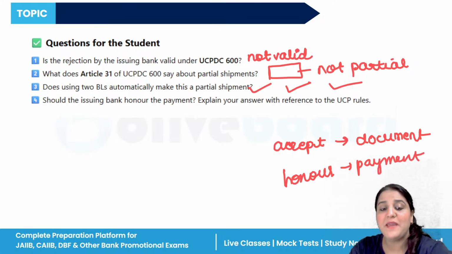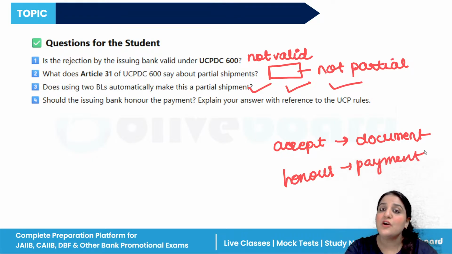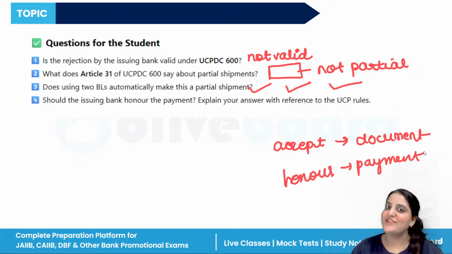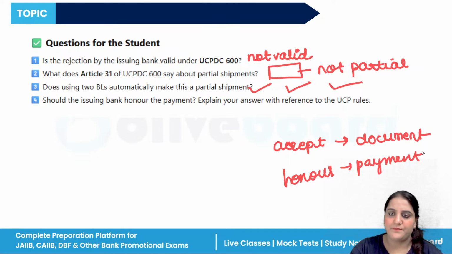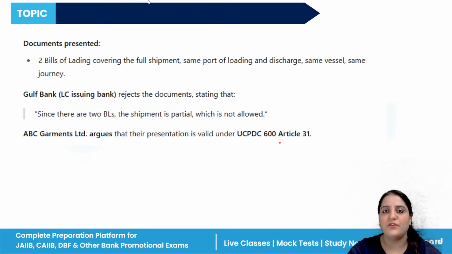They have to honor the payment. They have to release the goods to the buyer or act on the applicant's further instructions. Failure to pay would mean the bank is wrongfully dishonoring the LC, which obviously damages its reputation, credibility, and legal claims are there. So multiple bills of lading do not mean there is partial shipment, if the vessel is the same, journey is the same, ports are the same. Correct? I hope that this case study is clear.